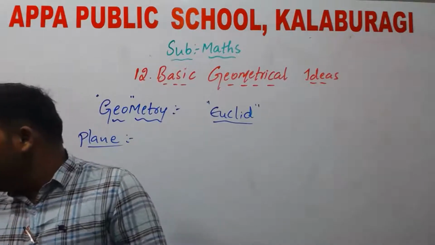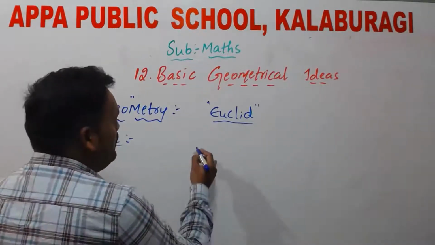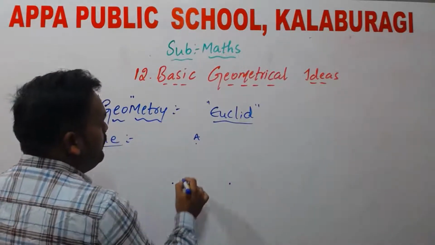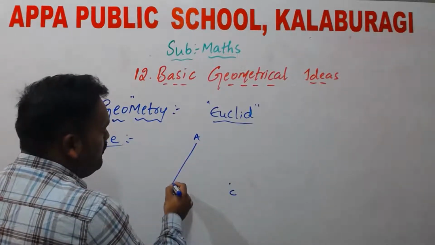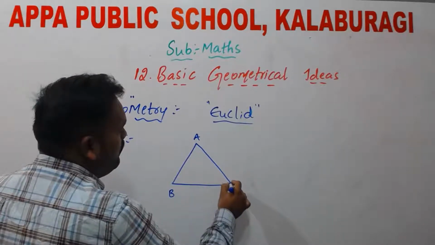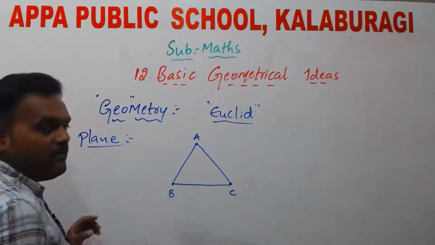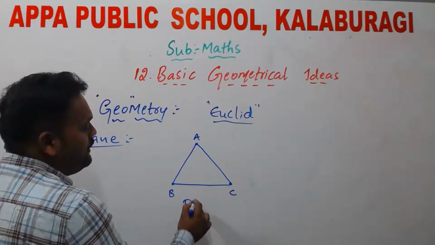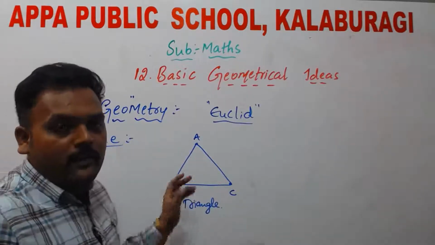Okay, now a figure named by 3 points. For example, I will give 3 points here. See A, B, C. Now see, by 3 points I'm making one figure. The name of the figure is triangle. See, it is also a plane figure.